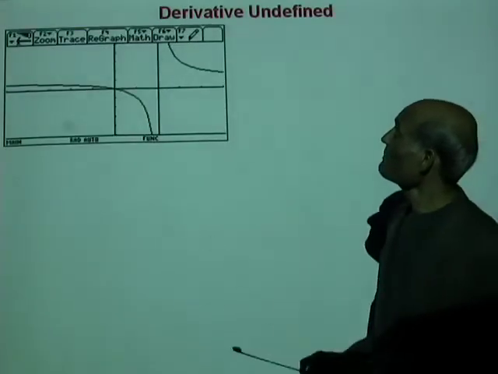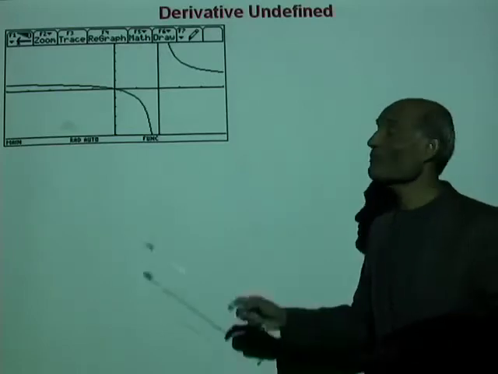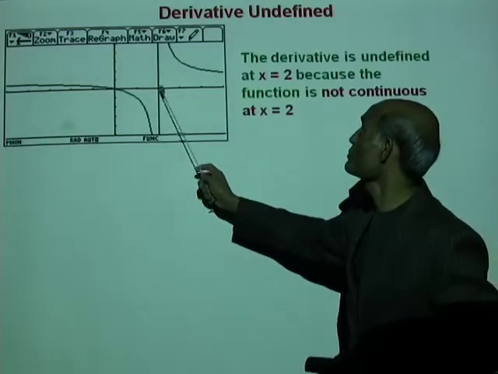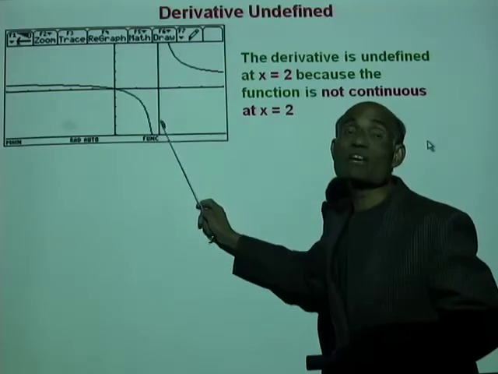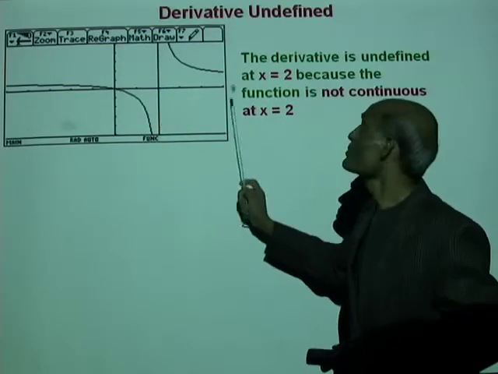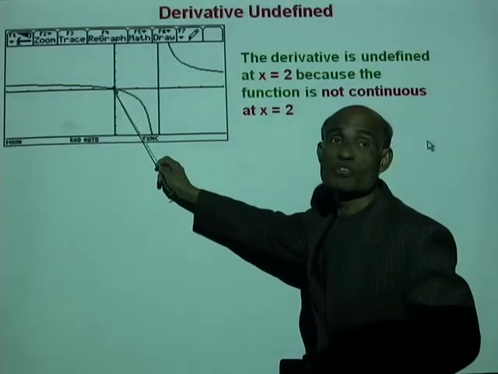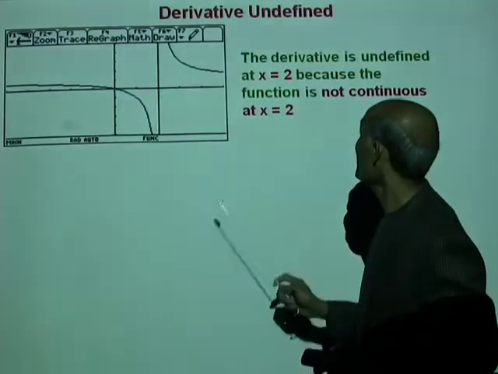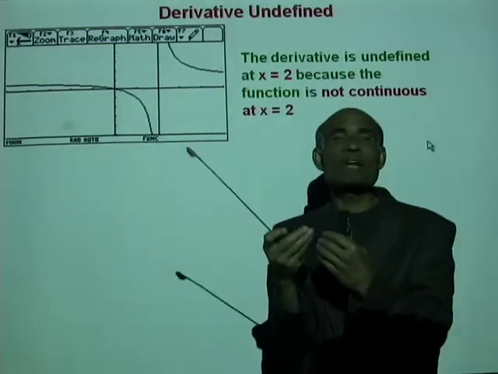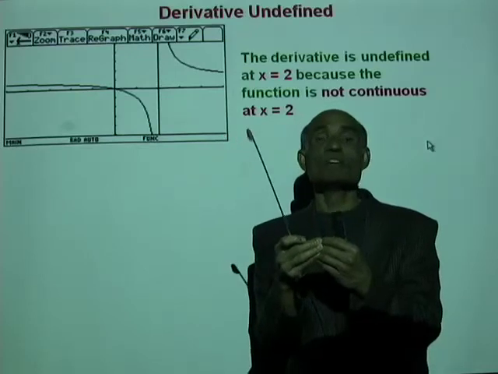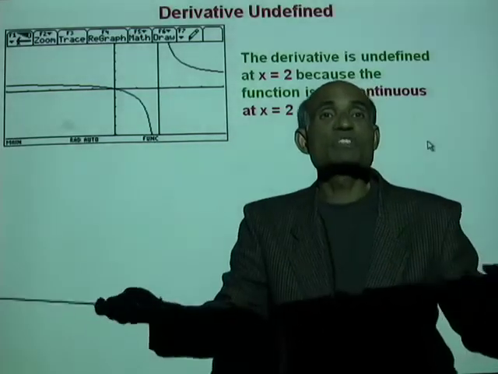Alright, now I have drawn some cases where the derivative is undefined. How about this function? You notice here there is a break in the function graph. So the derivative is undefined at x equal to 2. This is x equal to 0, 1, 2. Because the function is not continuous there. There's a break in the function graph there. So where the function has a break, the derivative is undefined.